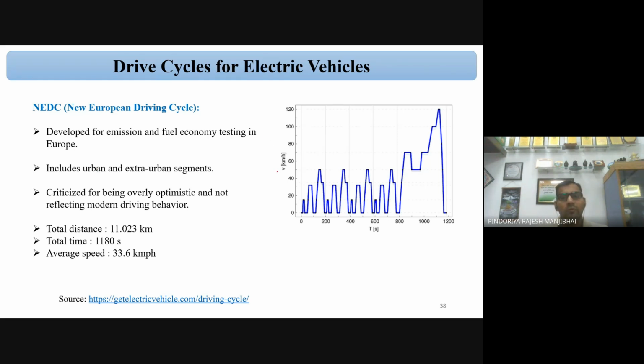So you can see the graph, correct? The New European Driving Cycle graph: on the x-axis there is time in seconds, and on the y-axis there is velocity. Otherwise, we can set the speed in kilometers per hour.